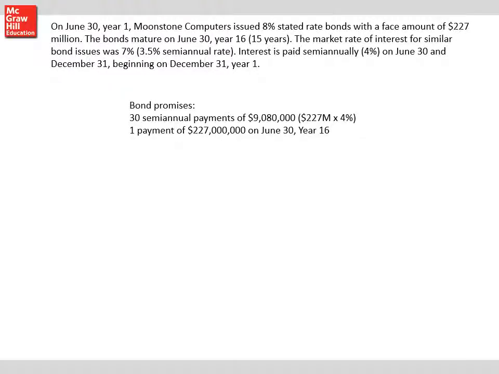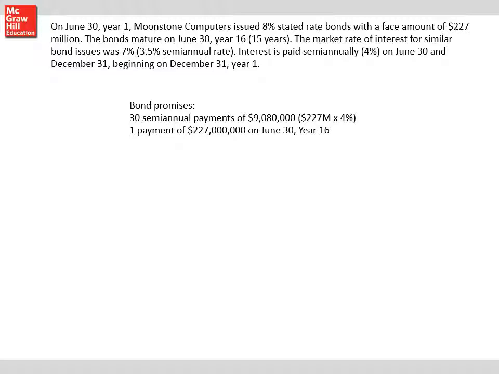You have two different present value computations. Again, the bond promises to pay 30 interest payments every 6 months, same exact dollar amount. 227 million times 4%. So every 6 months, the bondholder will receive $9,080,000. That's one computation. We will need to determine the present value of those payments. So what's the present value of the interest portion of the bond?